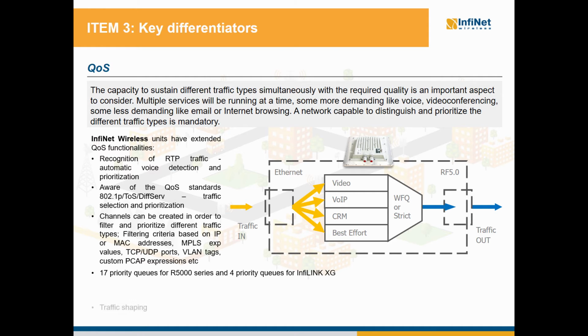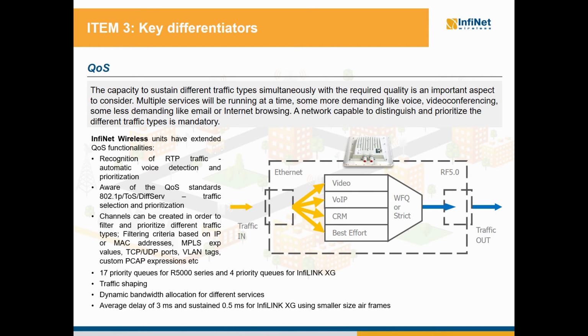Traffic shaping is also available for obtaining a smooth output packet rate, and the bandwidth can be dynamically allocated for different services or customers using QoS classes. Last, I mention again that the delay values are maintained very low to best serve the real-time applications.